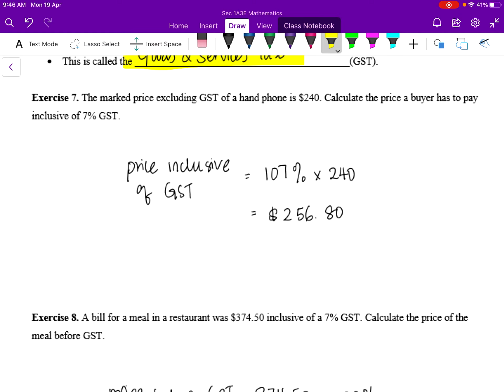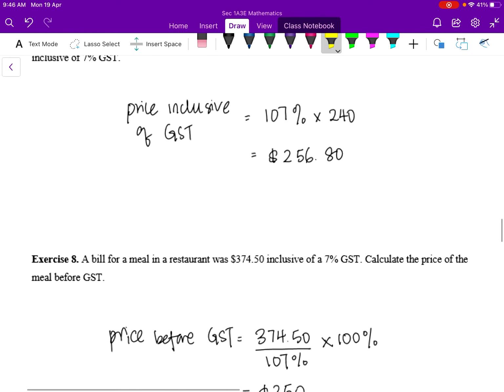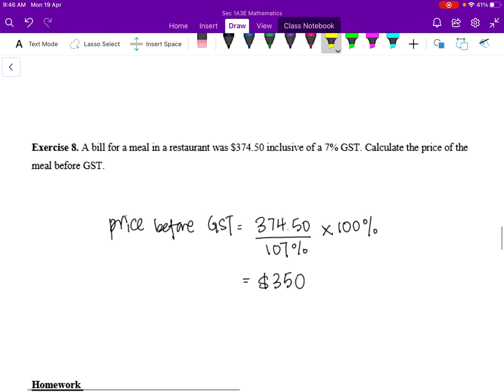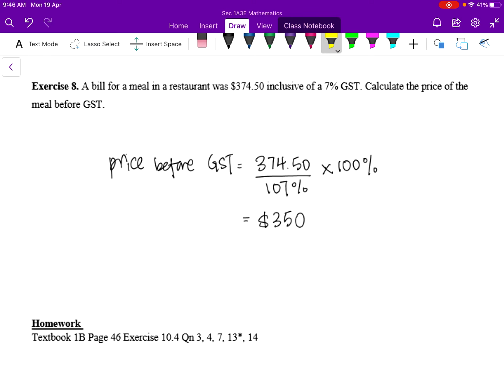Am I? No, I'm just getting a salary lah. Sure, you should add 7% on your salary so you can get your salary. I wish.